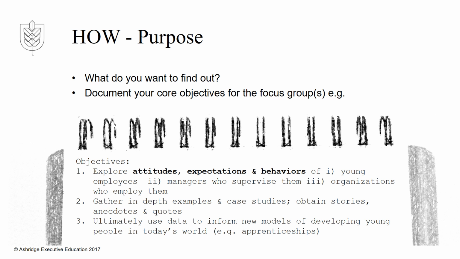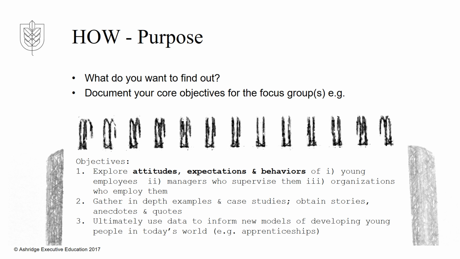So starting with the purpose and aims of the focus groups. The first thing you need to think about is what you want to find out. So at this stage you need to think about the overall aims of your research and document these as core objectives for the focus groups to explore. An example shown here from a recent research project we conducted about millennials in the workplace. Once the purpose of the group or groups is clear, then everything else follows on from that.